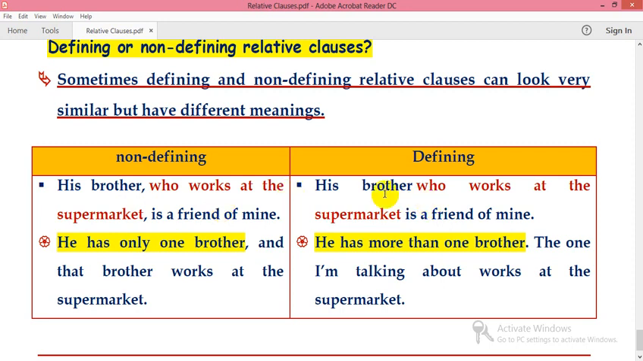Here: his brother who works at the supermarket is a friend of mine. He has more than one brother, but the person I'm talking about, who is my friend, works at the supermarket. He has more than one brother. The one I'm talking about works at the supermarket.